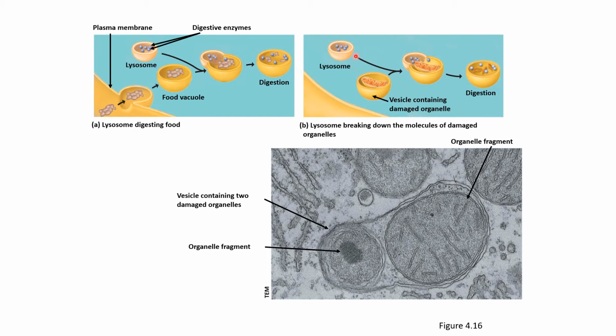We also will use lysosomes to break down damaged organelles. For example, this is the mitochondria, which we'll talk about in a little bit. This is an organelle that is no longer functional, and so it's going to be broken down so that its parts can be used again. Here's an actual image of a lysosome that has an organelle fragment, and this also looks like an organelle fragment. So it's breaking these down so that it can recycle its parts.